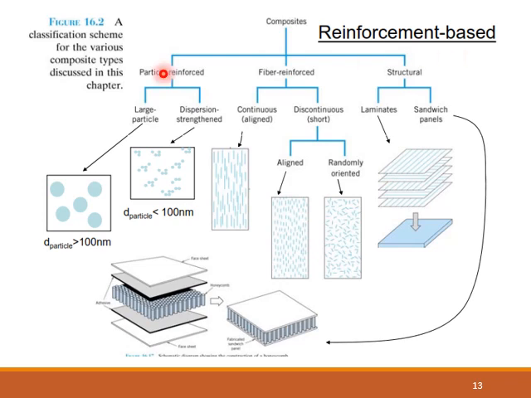Based on reinforcement, you can have particle reinforced composite, fiber reinforced composite, and structural. For particles, you can have large particles as you have here, when the particle diameter is above 100 nanometer, and you can have dispersion strengthening when you have very tiny particle distribution within the matrix. For continuous fiber, you have long fiber reinforcement. For discontinuous fiber, you have short fiber reinforcement. Under discontinuous, you can have aligned short fibers and randomly oriented fibers. And for structural composite, you can have laminate or sandwich.